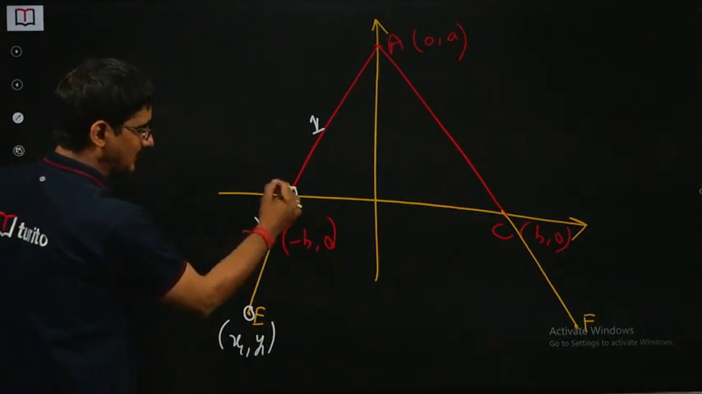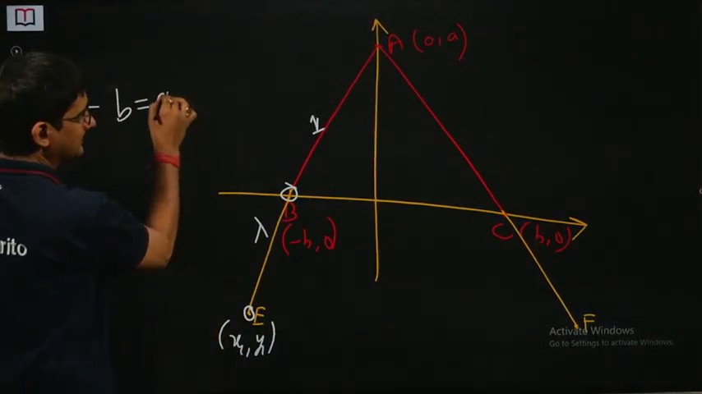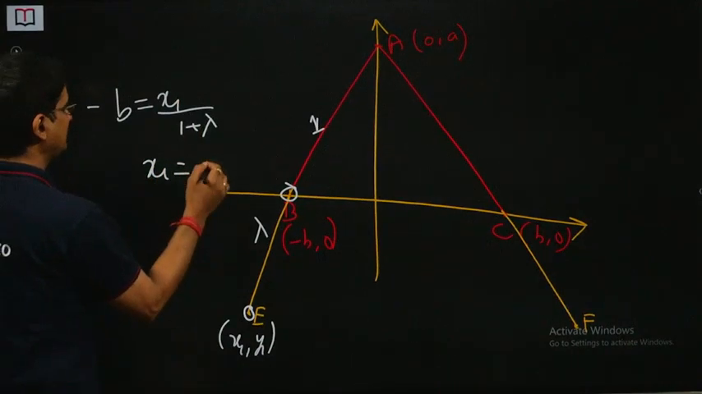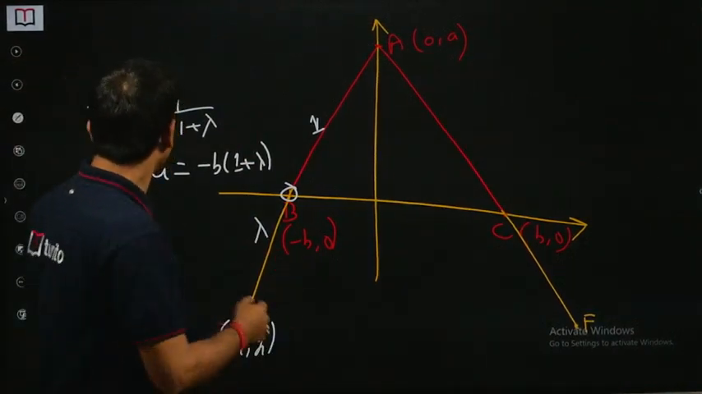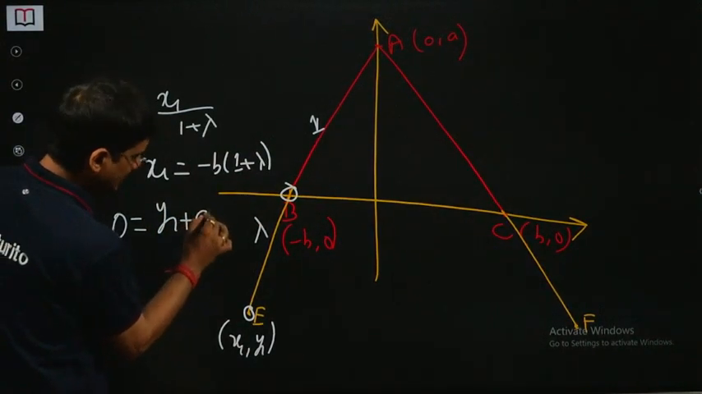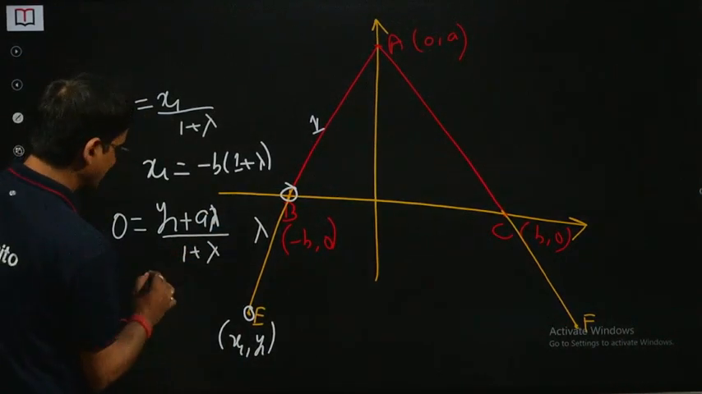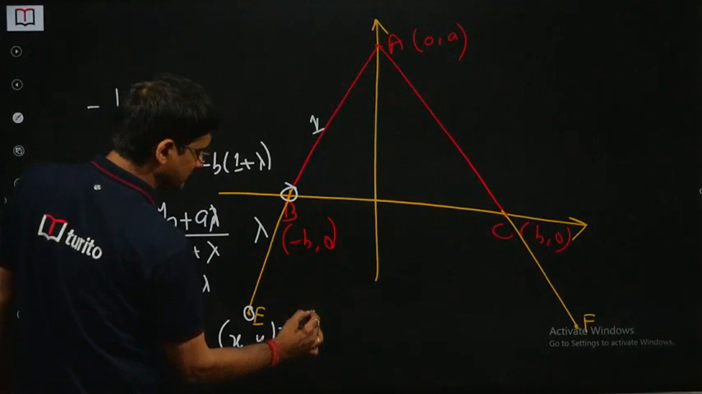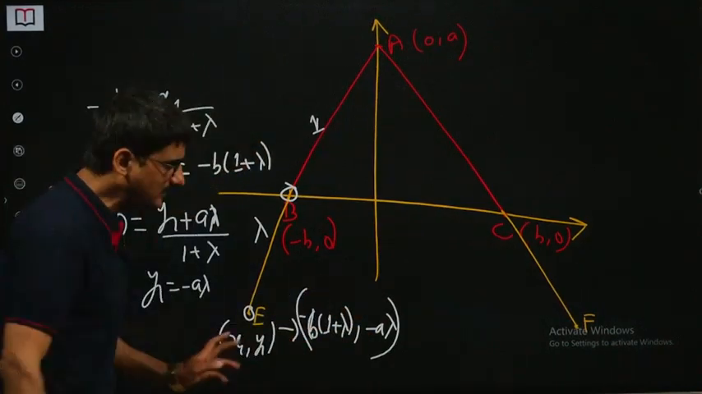So apply this formula. What is it? If I go for the abscissa, minus b is 1 times x1 plus 0, by 1 plus lambda. So x1 is nothing but minus b times 1 plus lambda. Similarly for y1, 0 is equal to y1 plus a lambda, by 1 plus lambda. So y1 is nothing but minus a lambda. So you got this point, which is minus b times 1 plus lambda, and then minus a lambda, and that's it. Similarly, you will get F.